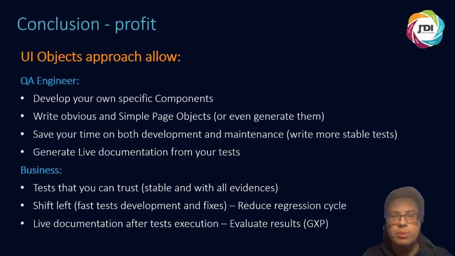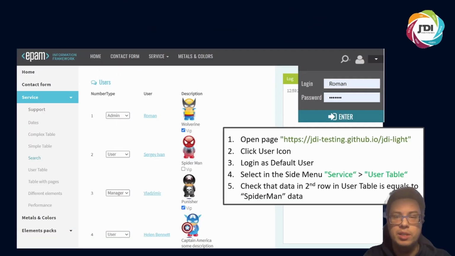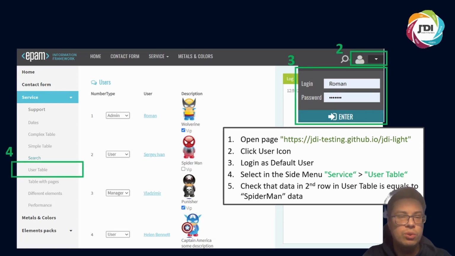Okay, now let's switch to our new test automation framework, JDI Nova, and what it can offer you. Let's start from a simple example. Assume we would like to automate the following scenario. Open some page, click on the user icon, log in to the application, select the user table page in the menu, and then validate that the second row in the table is Spider-Man.